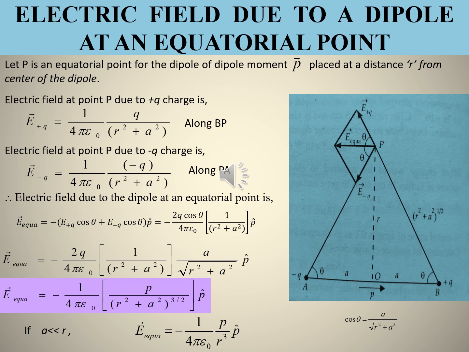This is valid only if the dimension of the dipole is very small. Otherwise, the general expression for electric field due to the dipole at the equatorial point is given by minus 1 by 4 pi epsilon naught P by r square plus a square to the power 3 by 2 into P cap.